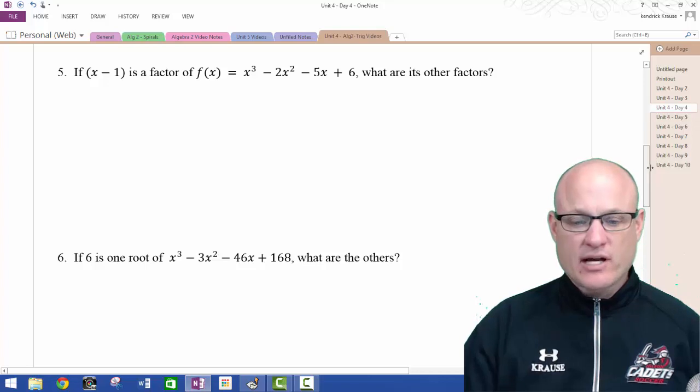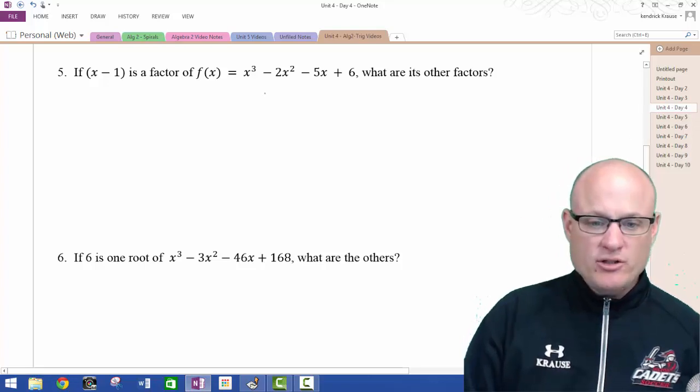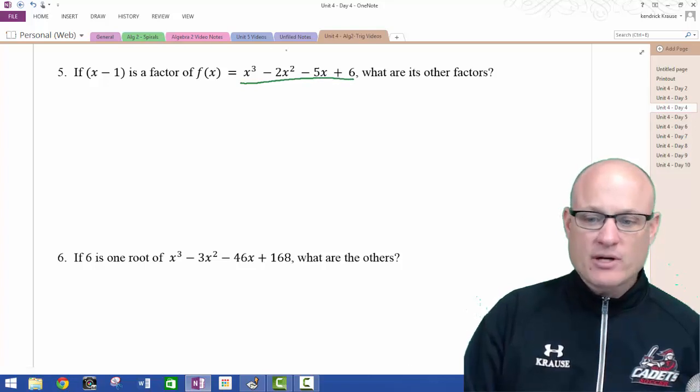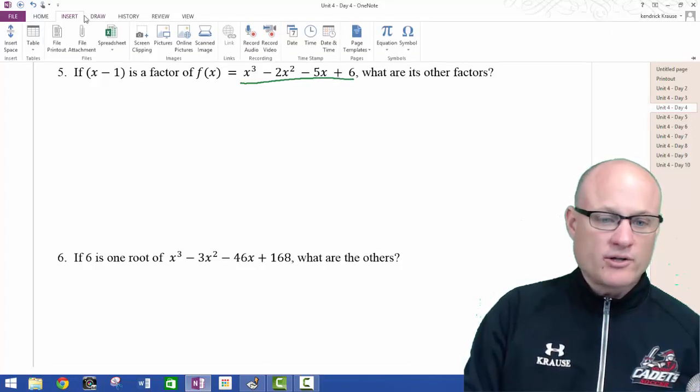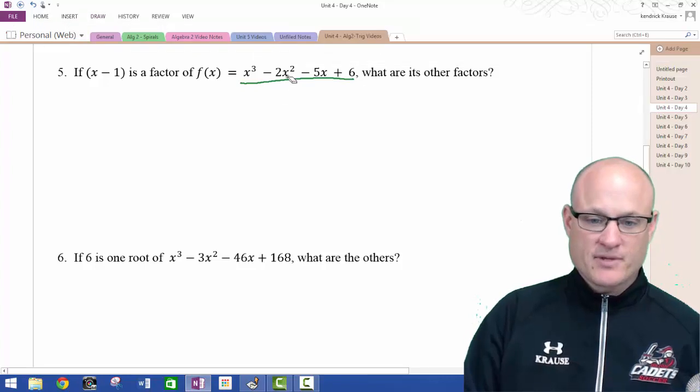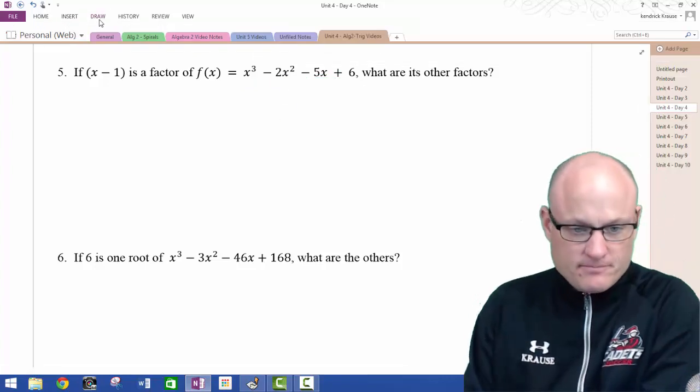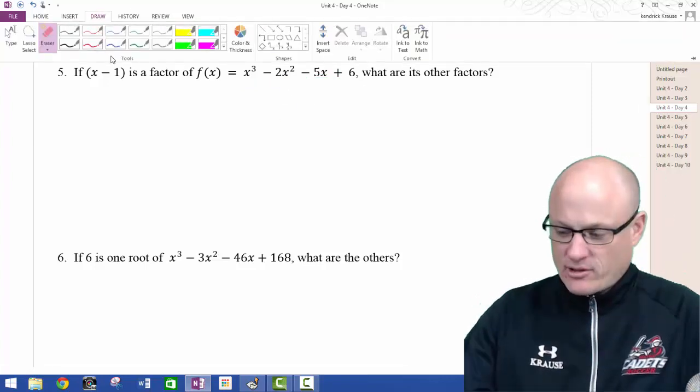So, here's how these are done. Now, I could do this, and I could divide by x plus 1, but that's not what I'm looking for. I want you to work on your long division on these. So here's what I'm actually looking for you to do.